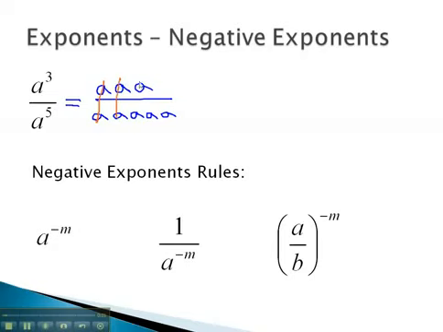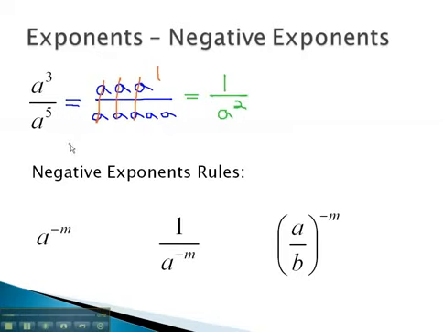Reducing out our factors, we notice everything divides out of the numerator. When everything divides out, we know we are left with a 1. A 1 in the numerator, and a times a, or a squared, in the denominator.